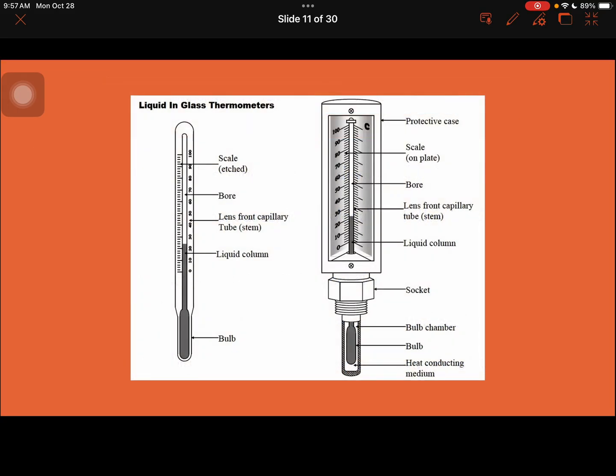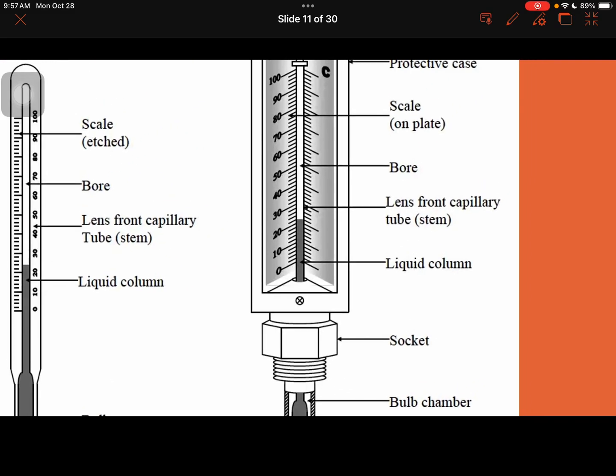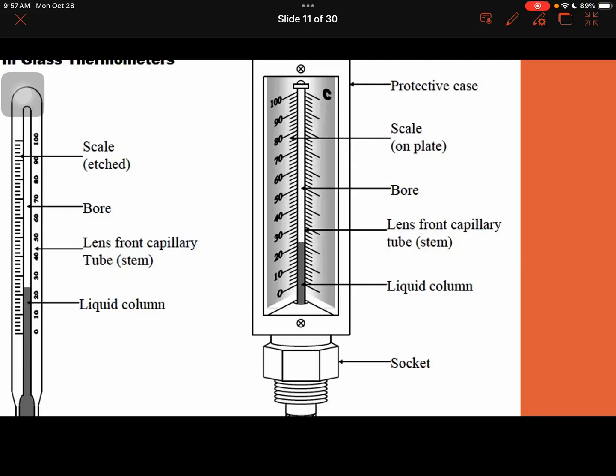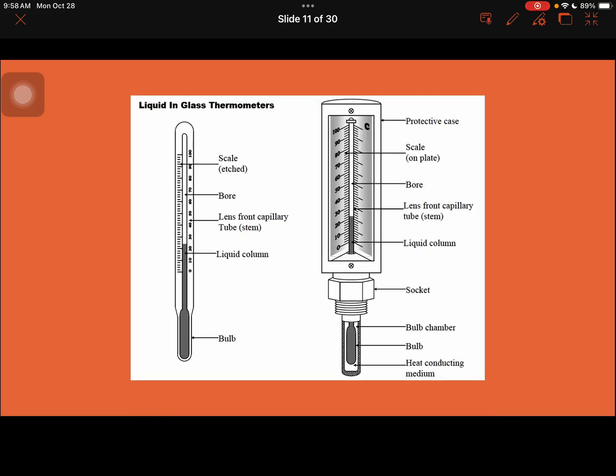Now, in the liquid in glass thermometer, meron po tayong tinatawag na capillary tube, yung stem, yung katawan itself. So, mangyayari po niyan pag nagme-measure ang thermometer ng temperature, for example, si mercury sa loob ng isang room, gumagalaw po ngayon si mercury inside that liquid in glass thermometer. So, diyan po yung scale. Diyan po si capillary, yung tube stem. Ayan, yung liquid column, and of course, the bulb.